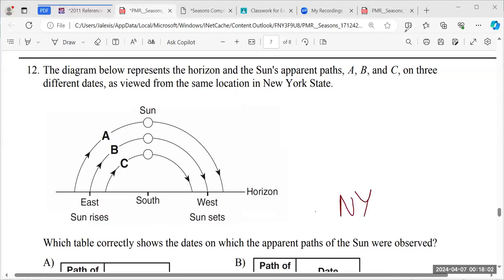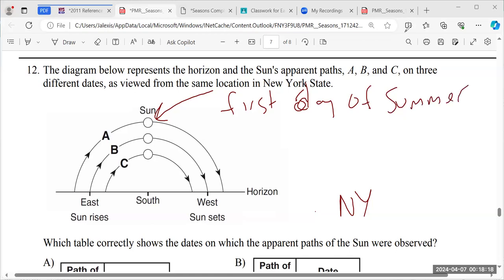If I'm in New York, when the sun has the highest and longest path, I know that this is the first day of summer. First day of summer. That's where A is. That's why we have longer daylight hours during the summer, right? The sun has a longer path, and that's when it reaches its highest altitude throughout the year at solar noon.